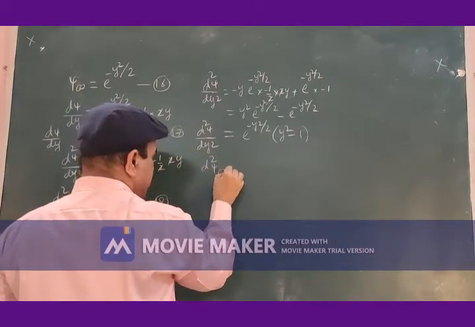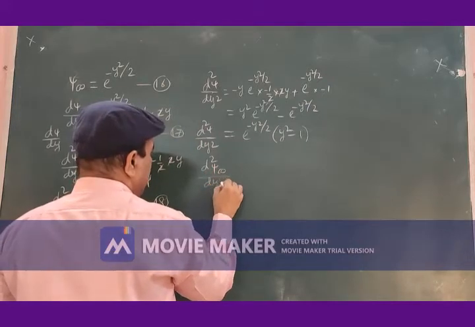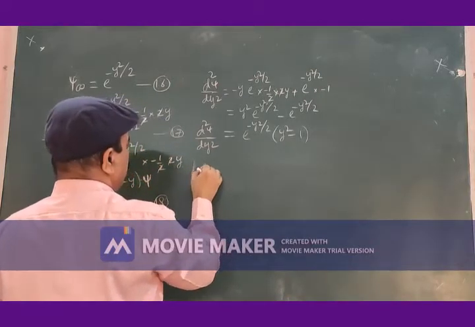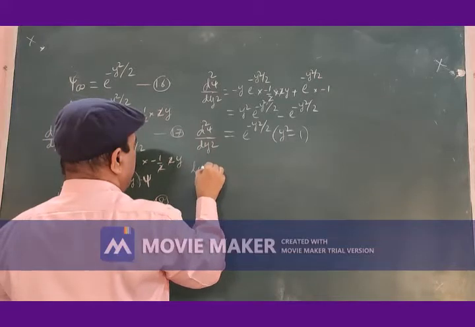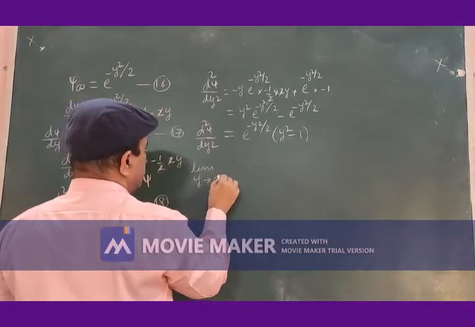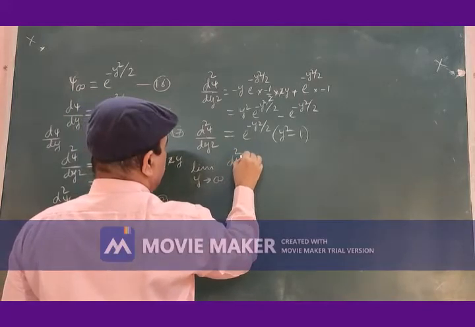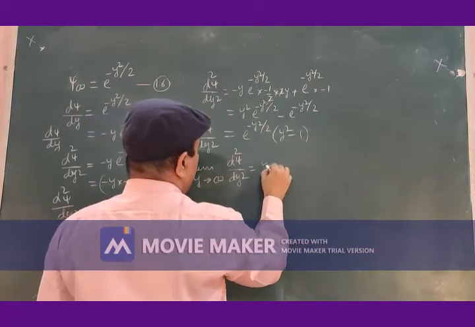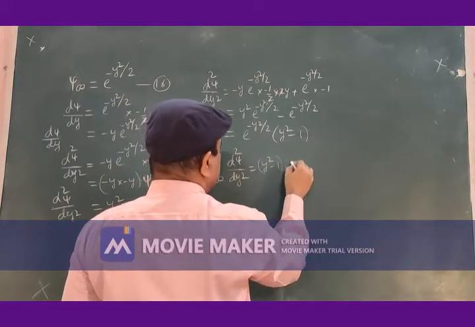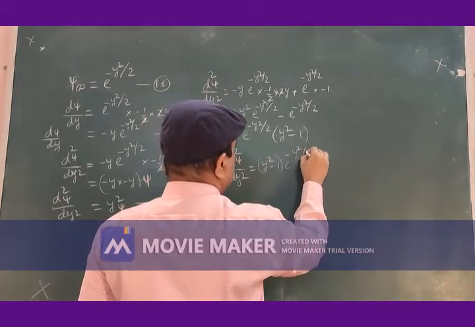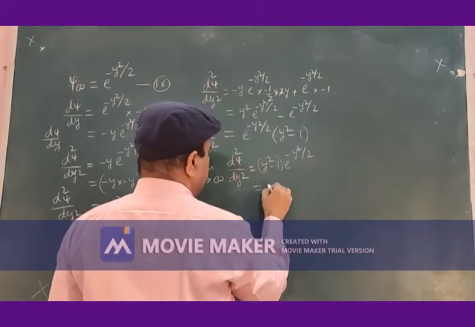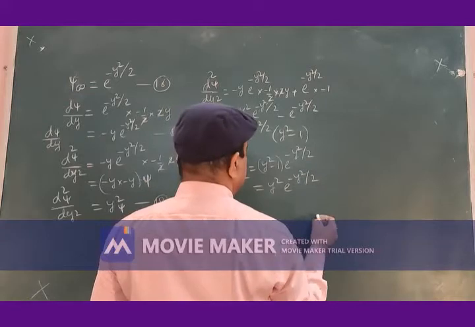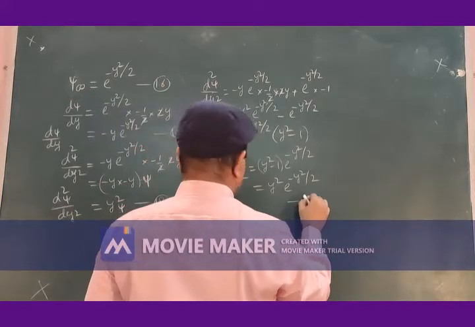d2 psi infinity divided by dy square, limit y tends to infinity, d2 psi by dy square is equal to y square minus 1 e to the power minus y square divided by 2, which is equal to y square e to the power minus y square divided by 2. Equation number 19.